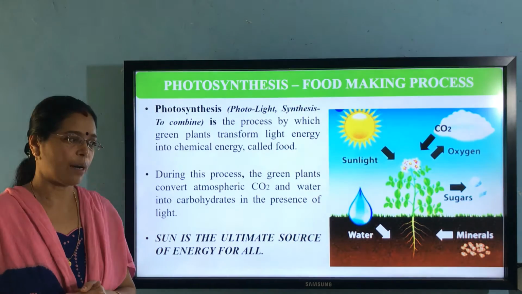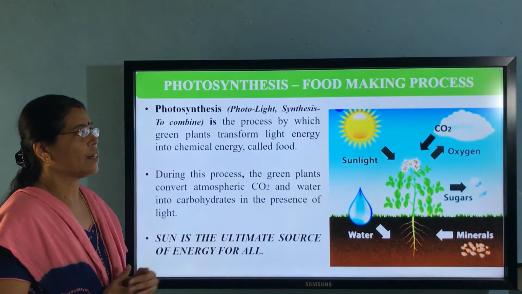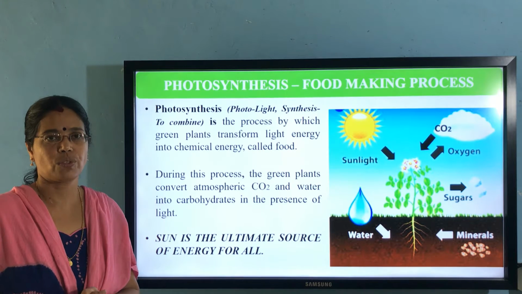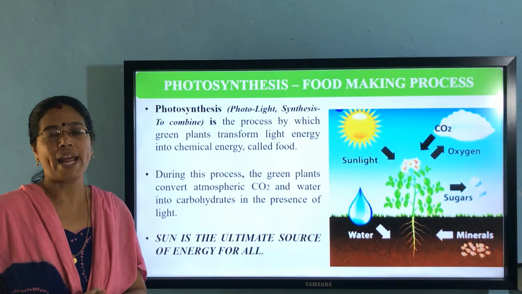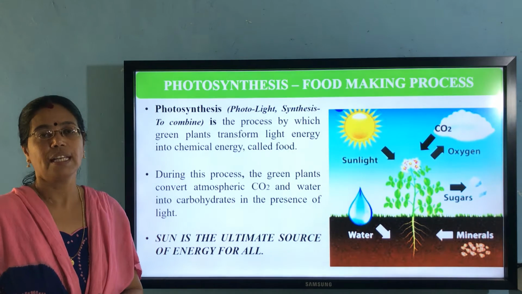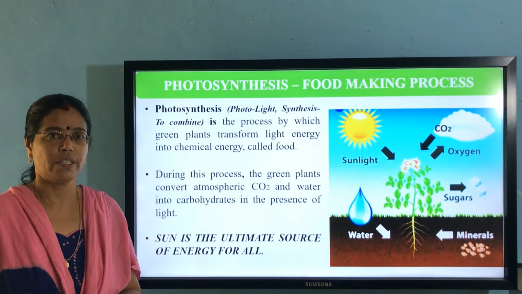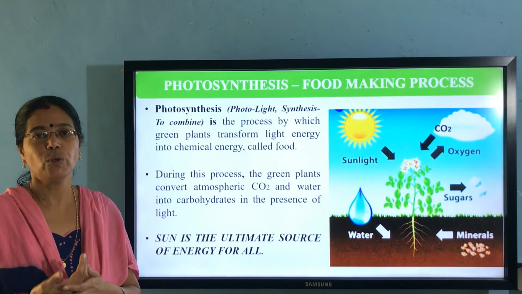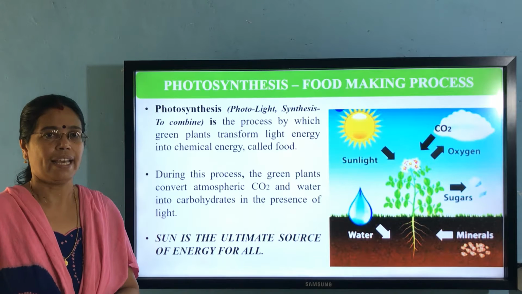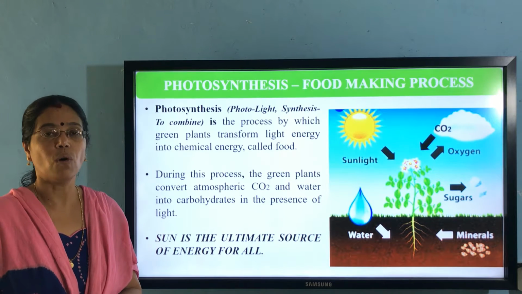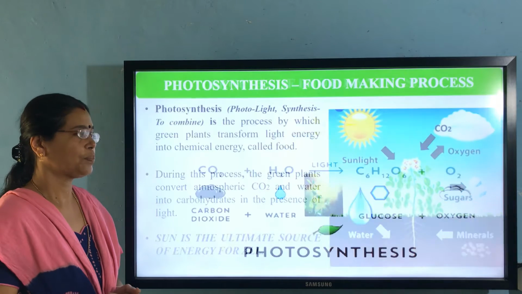It synthesizes carbohydrate. During this process, sunlight is a very important source. Without sunlight, no plants can do the photosynthesis process. Without photosynthesis, the plant cannot prepare its food. So all the animals, that is heterotrophs, which depend on the autotrophs, cannot survive on earth. Here the sun is the ultimate source of energy for all living organisms.